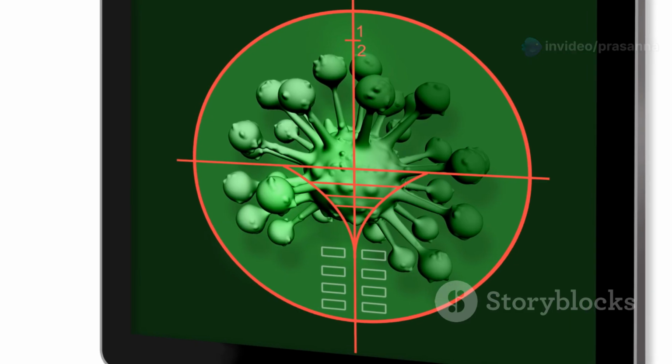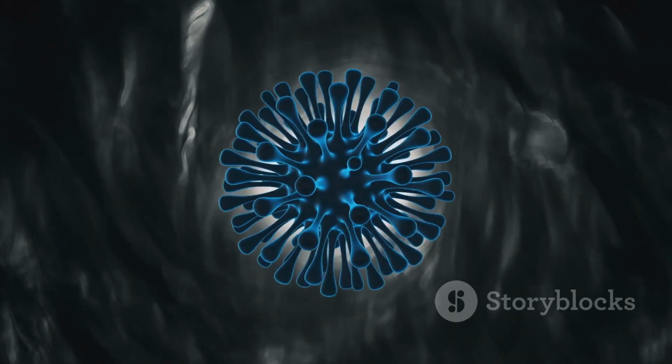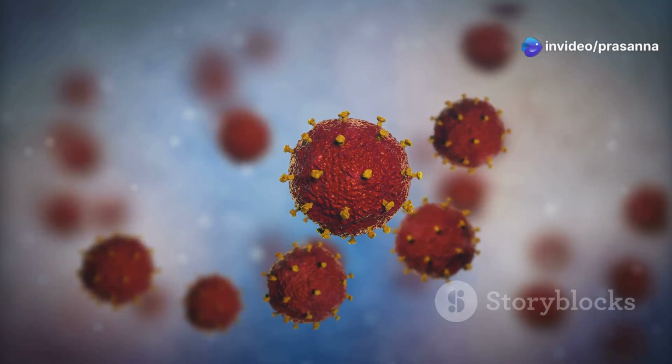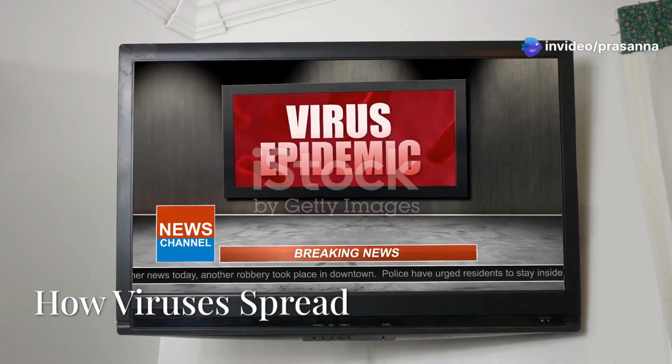Now inside, the viral genetic material takes over the host cell's machinery, turning it into a virus-making factory. New viruses are assembled, and when the cell is bursting at the seams, they're released to infect even more cells.